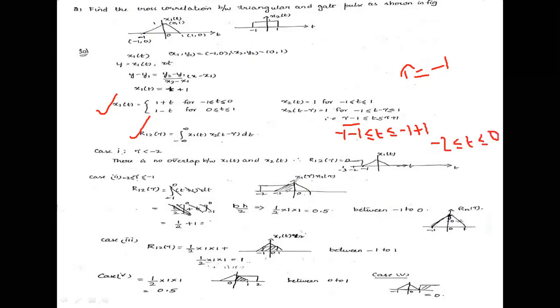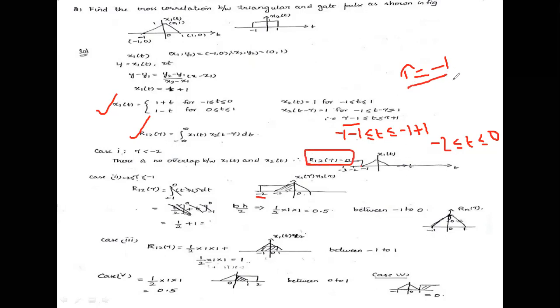So I'm taking the gated function from minus 2 to 0. In this condition, less than minus 2 means we can take minus 2 minus 1 is minus 3, and minus 2 plus 1 is minus 1. So up to minus 3 to minus 1 only it is there, but there is no overlapping, so it becomes 0. So R12 of tau is equal to 0 because there is no overlapping.